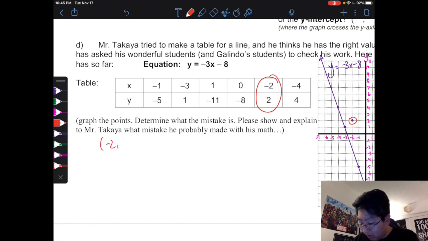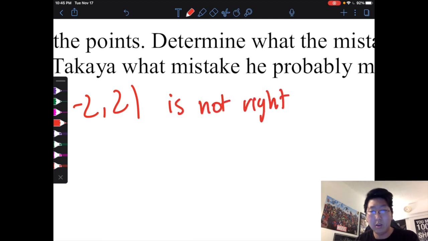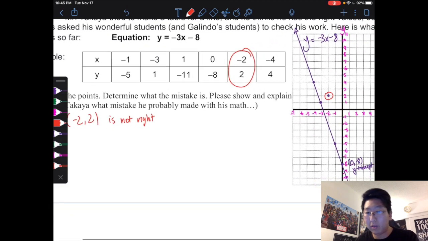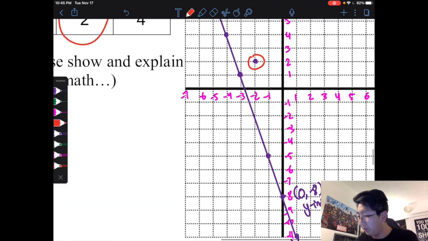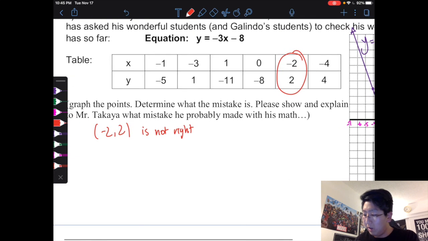So this one, (-2, 2), is not right. How do we know? It doesn't fit in the line. It's not in the line. And so let's go ahead and see what he did. Let's go ahead and plug that in.